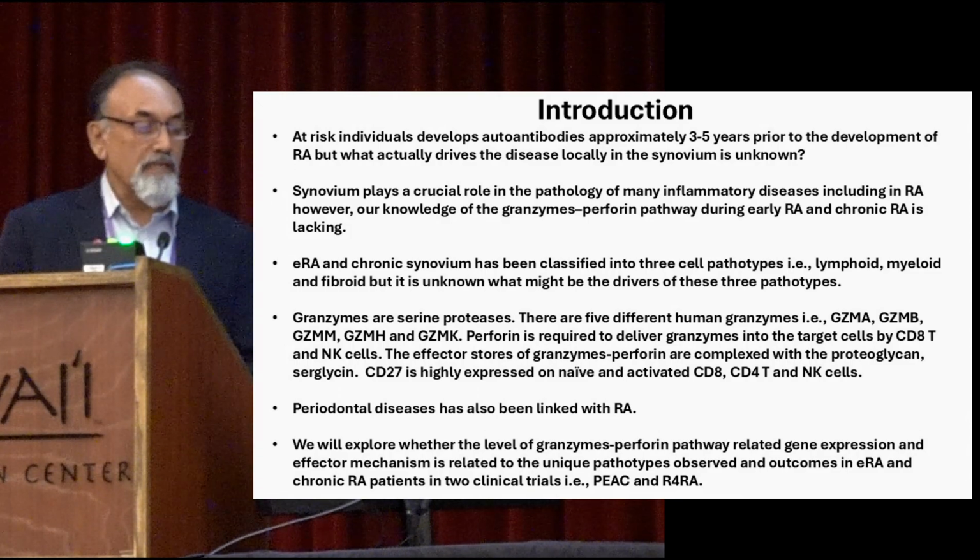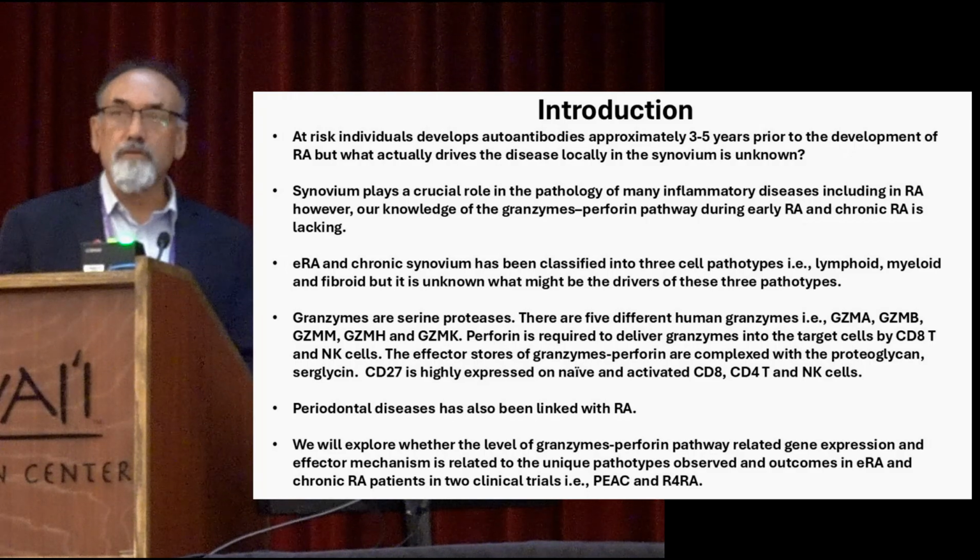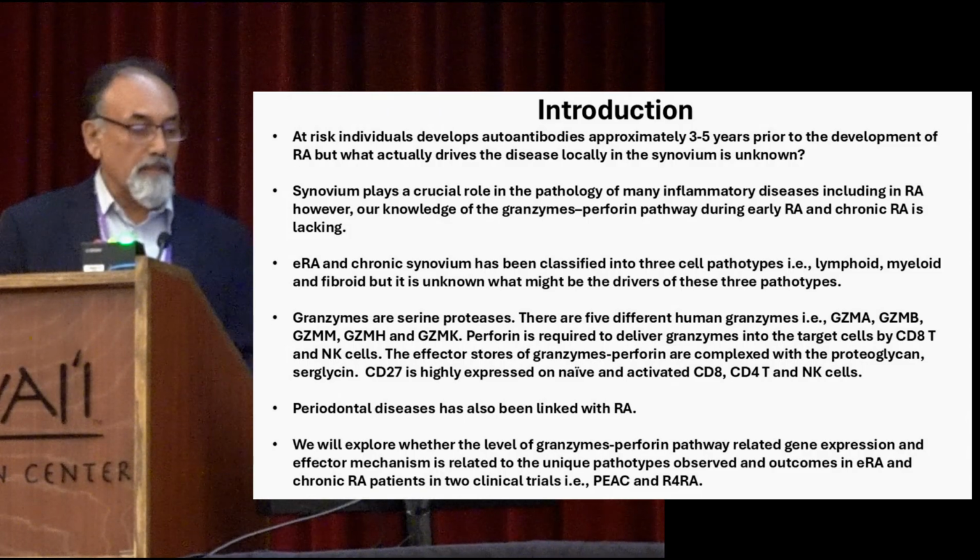Periodontal disease has also been linked with rheumatoid arthritis. Here we will explore whether the level of granzyme-perforin pathway-related gene expression and effector mechanism is related to the unique pathotypes observed and outcome in early RA and chronic RA patients in 2 different clinical trials, namely the PEAC pathobiology of arthritis cohort, and the second one, a stratified open-label randomized phase 4 clinical trial.